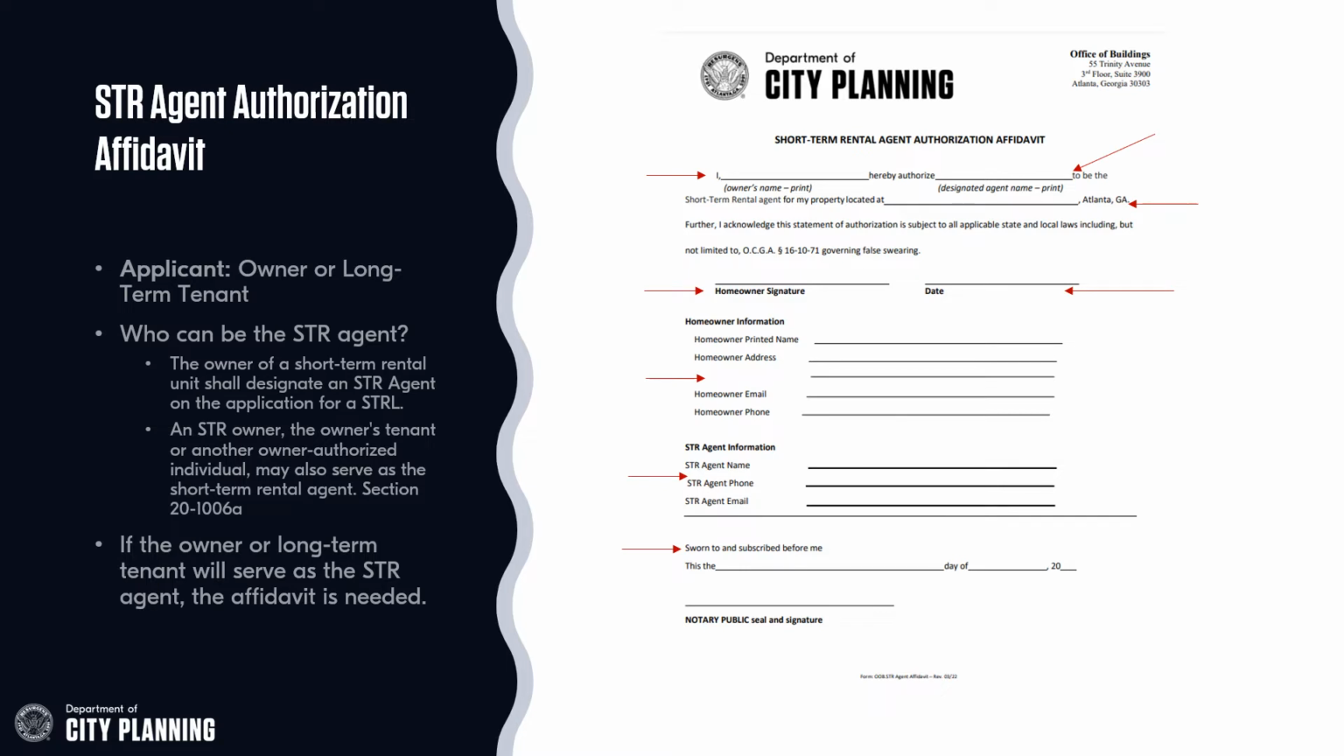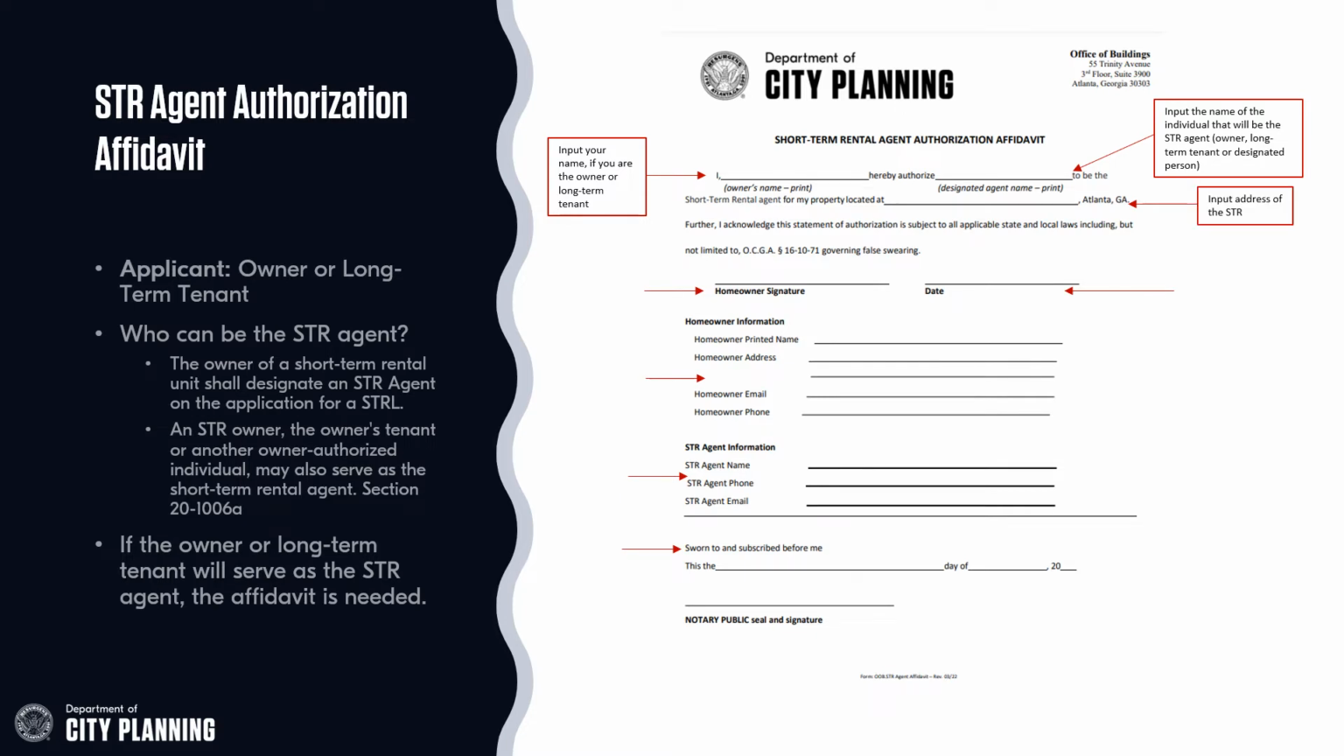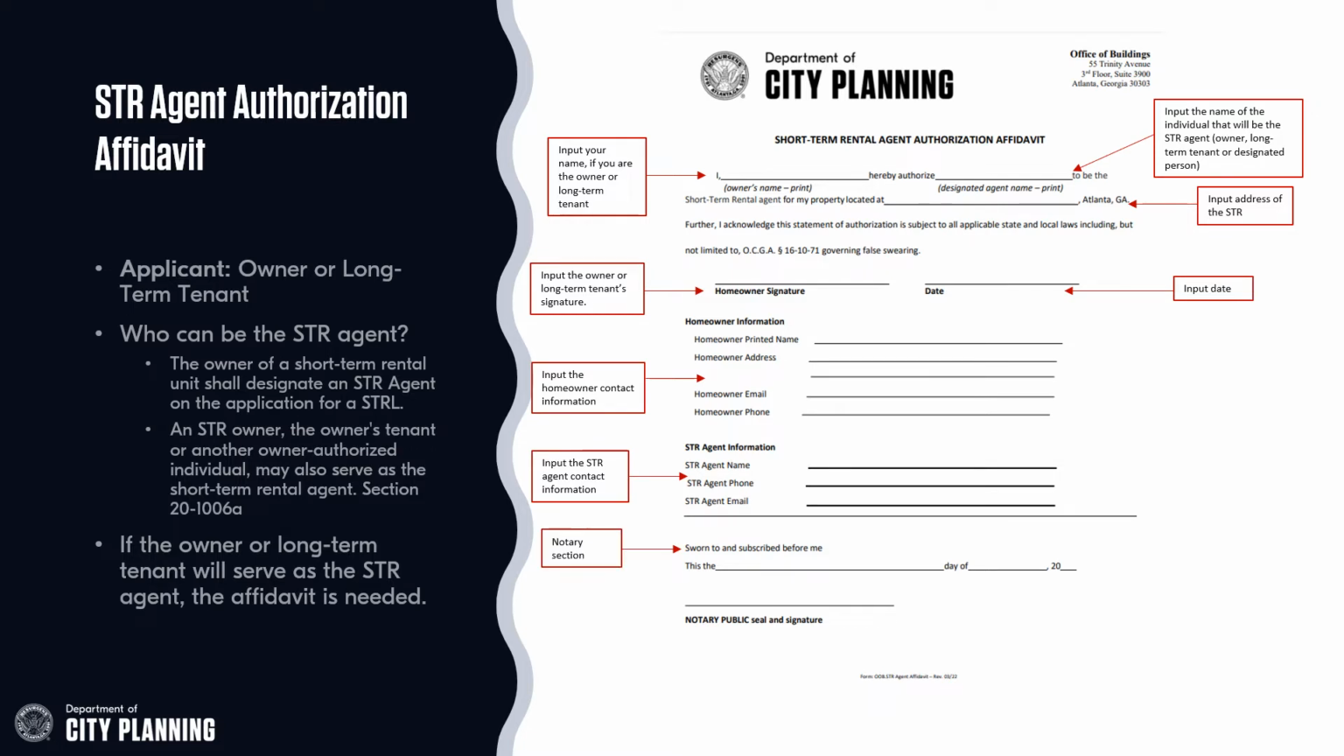As you can see, these are the different areas that will need to be filled out on this affidavit. Input your name if you are the owner or long-term tenant. Input the name of the individual that will be the STR agent, owner, long-term tenant, or designated person. Input address of the STR. Input the owner or long-term tenant signature. Input date. Input the owner contact information. Input the STR agent contact information. And this is where the notary would sign.